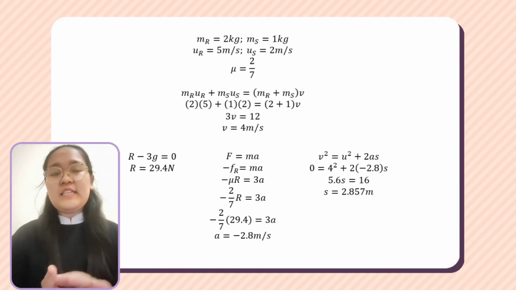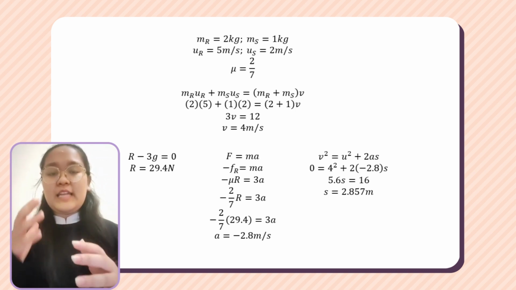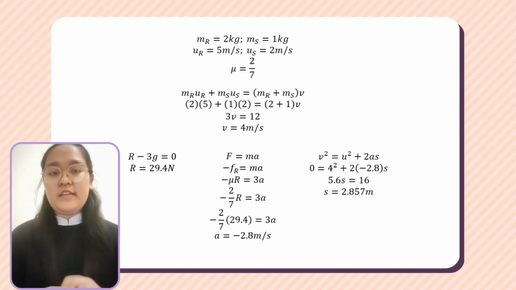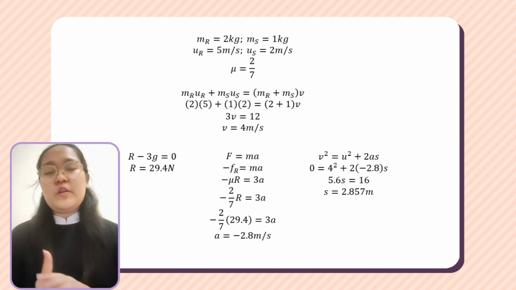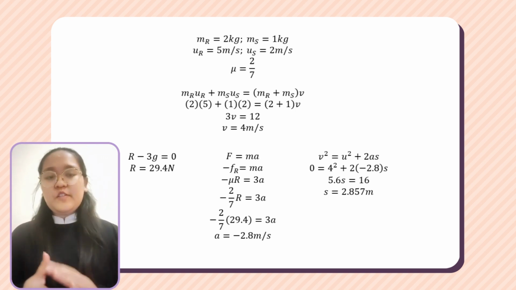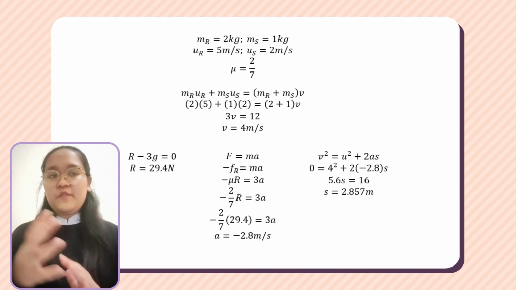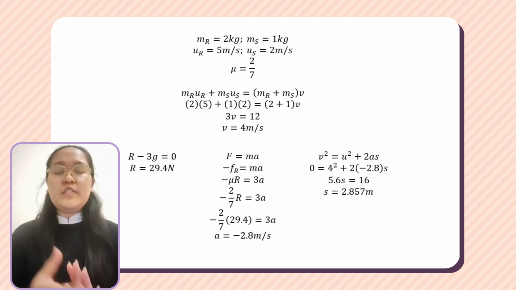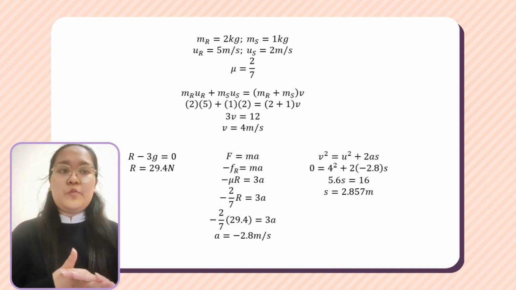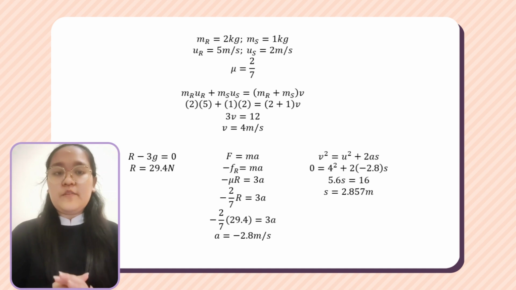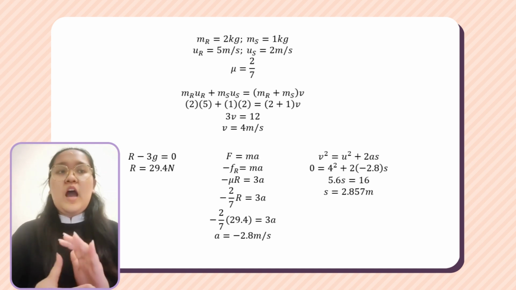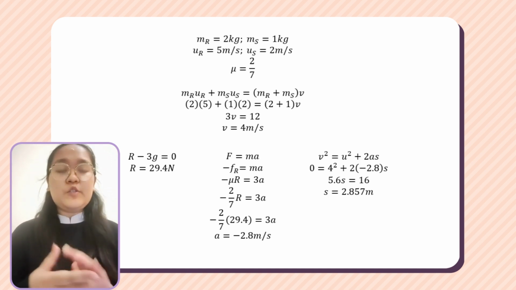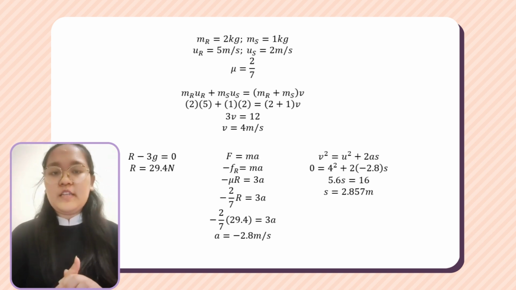Why do we say this is an inelastic question? Because in the question it says that the two particles join together after the collision, which we know means there's only one final velocity. So first of all, we have to extract the information from the question, which we got: our mass of R, mR, equals to 2 kg, our mass of S, mS, equals to 1 kg, our initial velocity for R is 5 meter per second, our initial velocity for S is 2 meter per second, and our coefficient of friction is equals to 2/7.